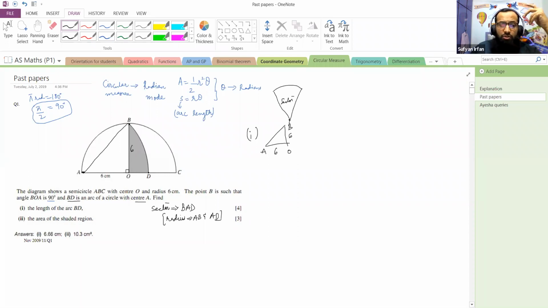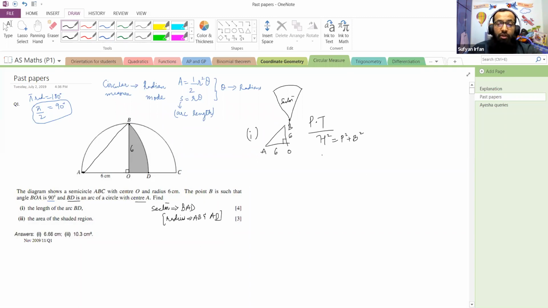So this is 6, this is also 6. And this is a right angle triangle. Always remember that when we are dealing with the right angle triangle, we use Pythagoras theorem. Now, how to apply the Pythagoras theorem? We know that hypotenuse square is equal to perpendicular square plus base square, or we can also say opposite square plus adjacent square.